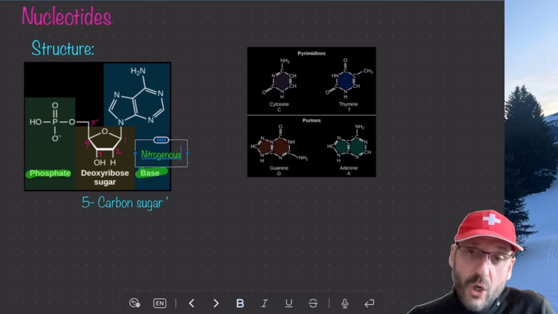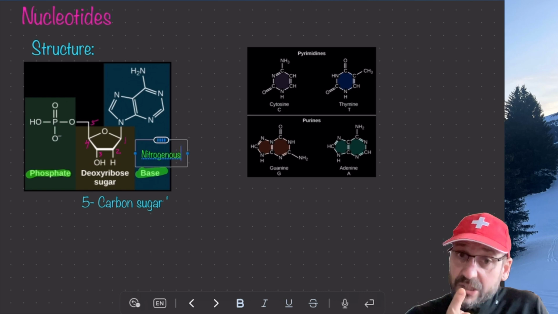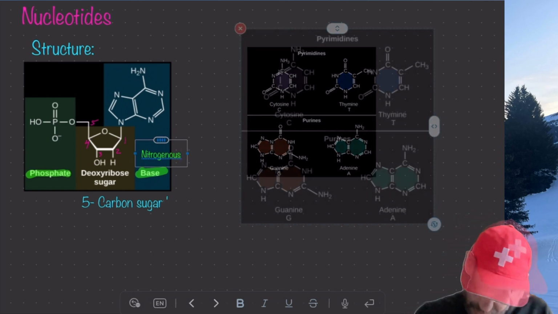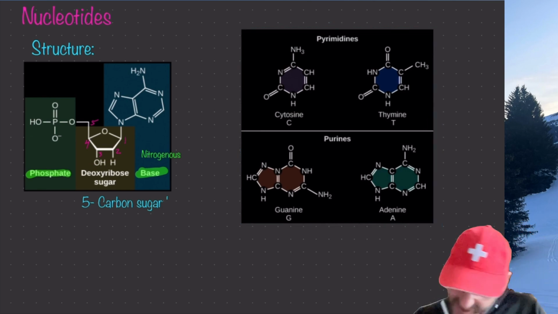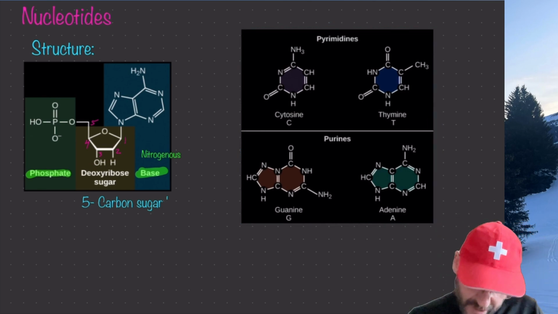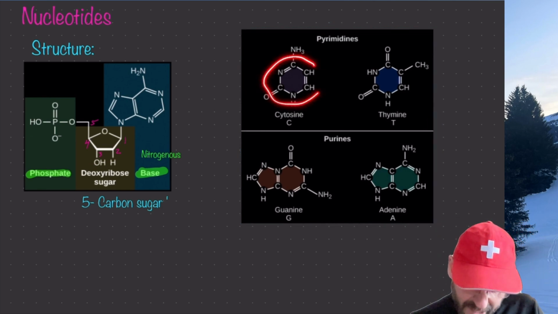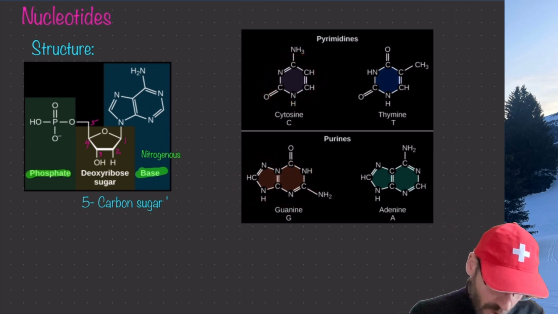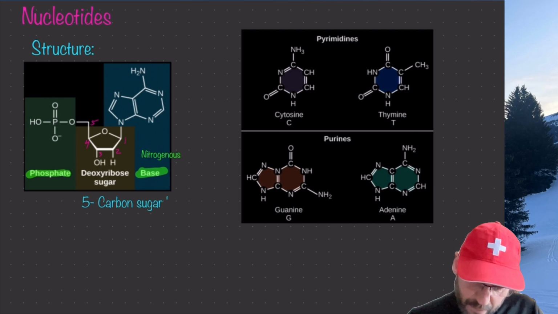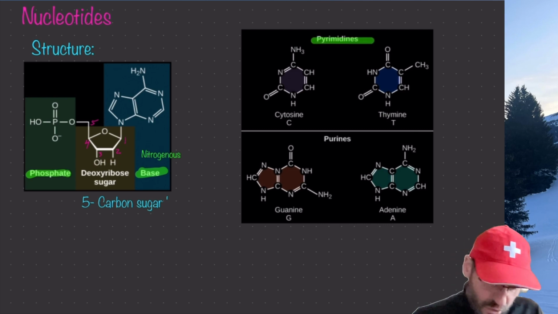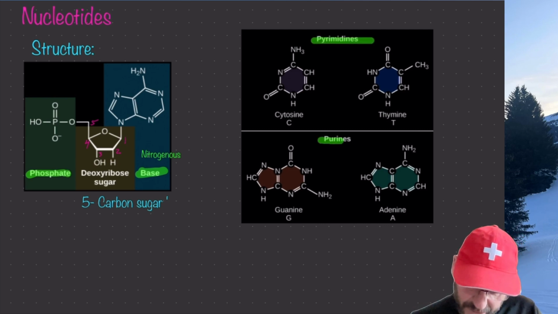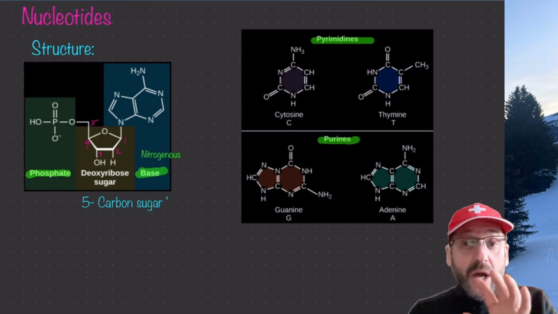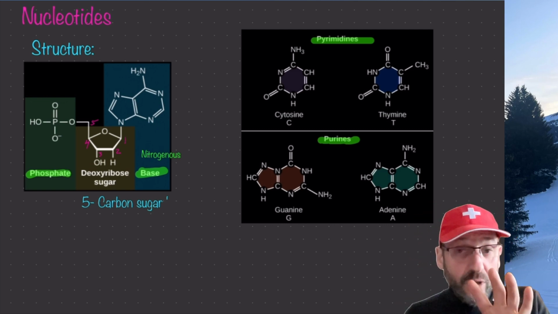So the nitrogenous bases can either be 1-ringed structures with nitrogen in it, or 2-ring structures. So what we have here, some of them, as you can see, have this 1 ring here, and then the other ones have 2 rings here. We call them different things. We call the 1-ring structures the pyrimidines, and the 2-ring structures are the purines. And this is what's going to make the variety of the nucleotides.